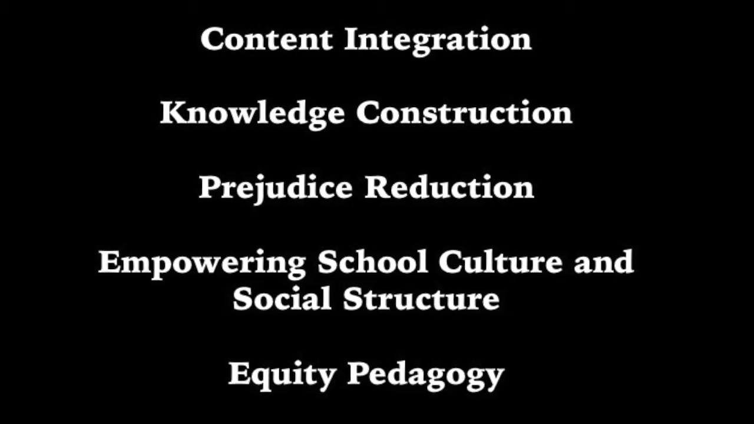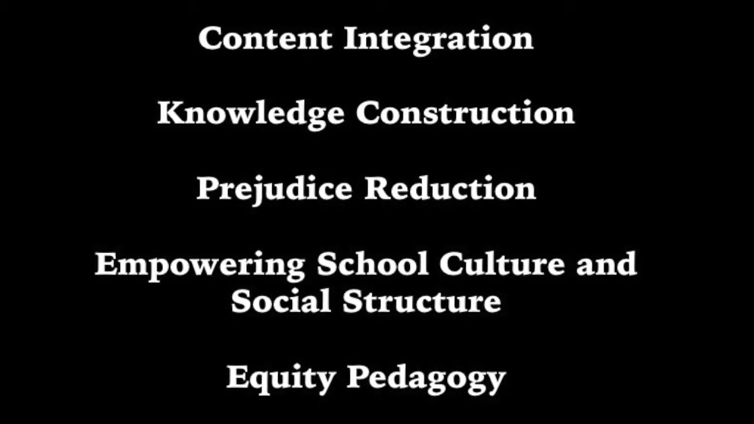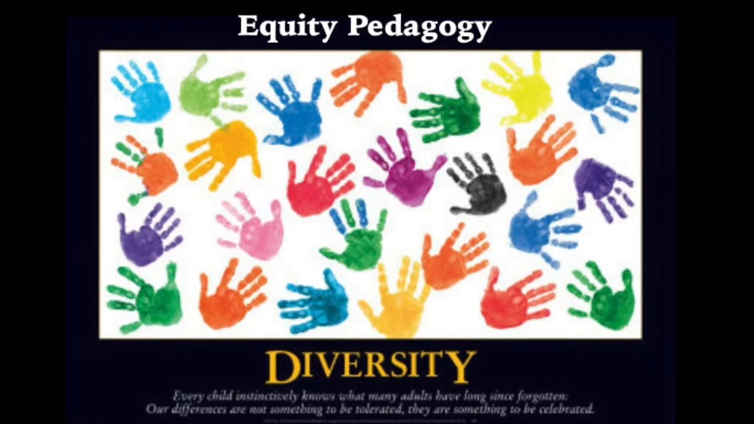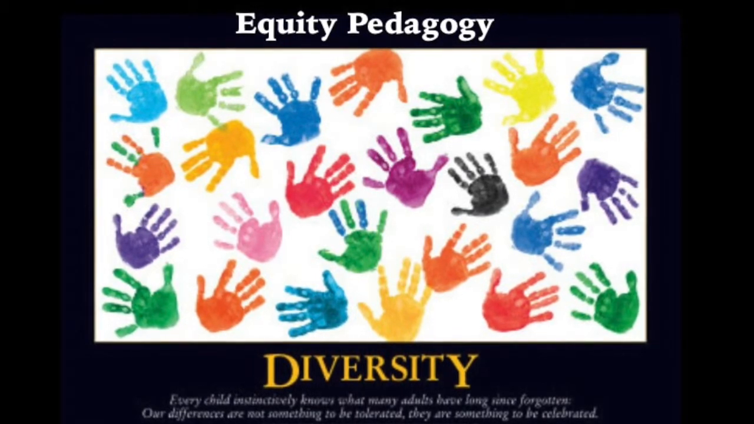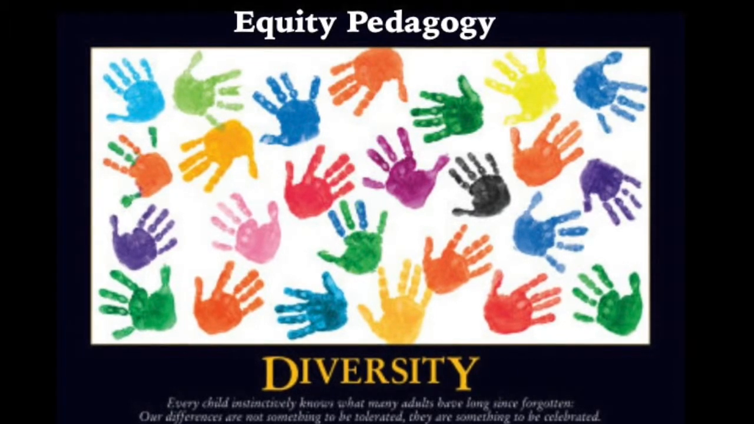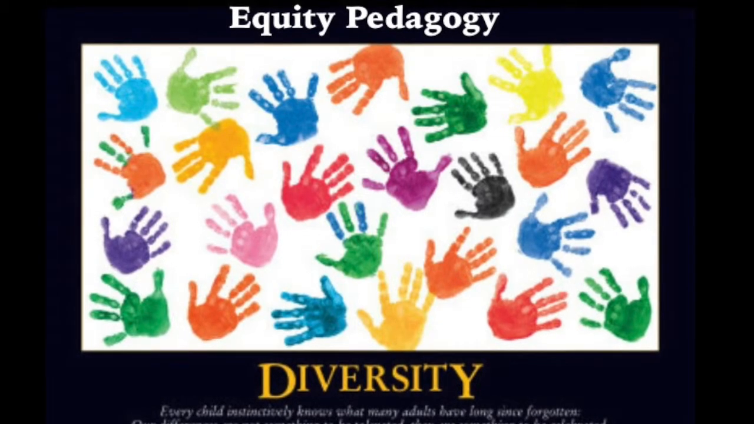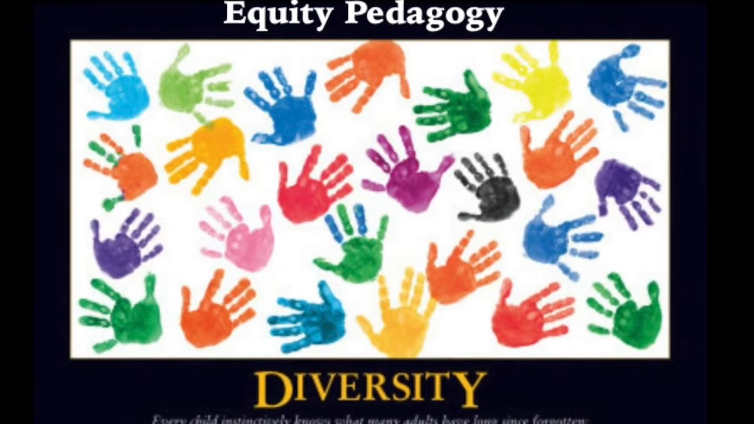The next dimension, empowering school culture and social structure, entails educators looking at the climate of the school as a whole and evaluating if there is an unconscious bias against diverse groups. The final dimension is equity pedagogy. James and Cherry Banks say, "We define equity pedagogy as teaching strategies and classroom environments that help students from diverse racial, ethnic, and cultural groups attain the knowledge, skills, and attitudes needed to function effectively within, and help create and perpetuate a just, humane, and democratic society."